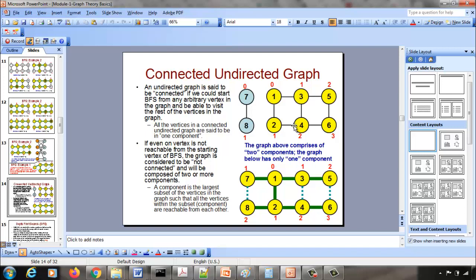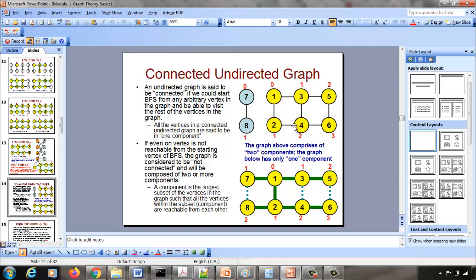Now when you add 7 to this set of 6 vertices, you can find 7 is not reachable to 1, 2, 3, 4, 5, 6 or 8. So we can claim that 1, 2, 3, 4, 5, 6 constitute the largest set of vertices that are reachable to each other. So they are forming a component. And 7 and 8 is also a largest set of vertices that are reachable to each other. I cannot add any more vertex to this set 7 and 8 and make them reachable to each other. So 7 and 8 also will be considered as a component.